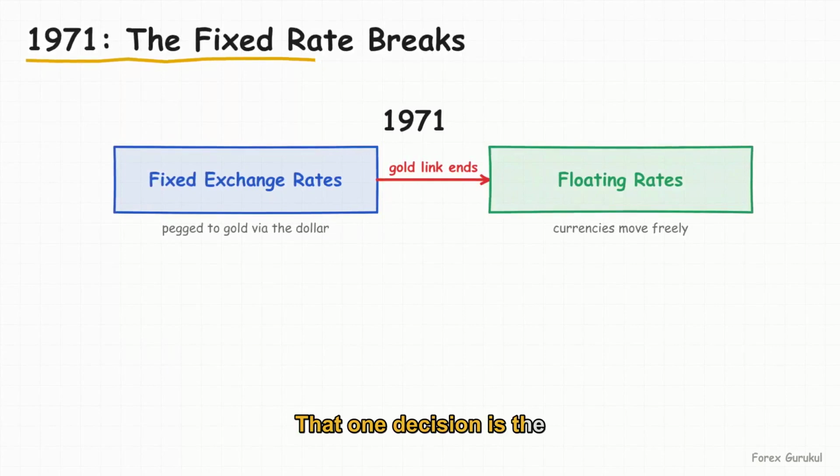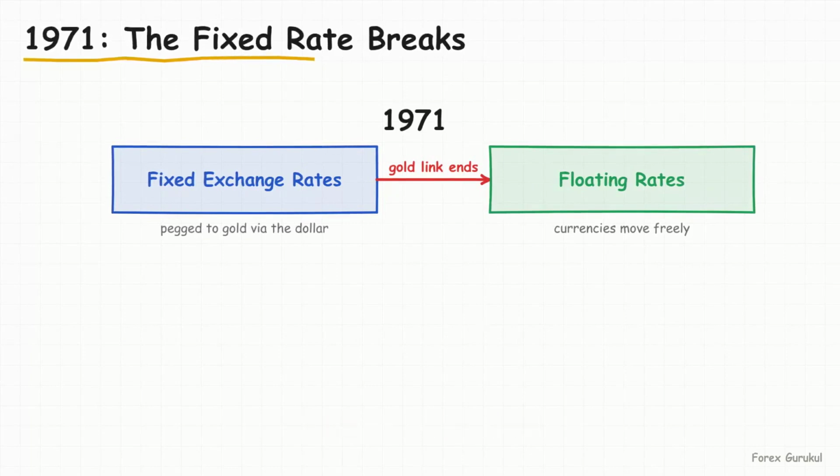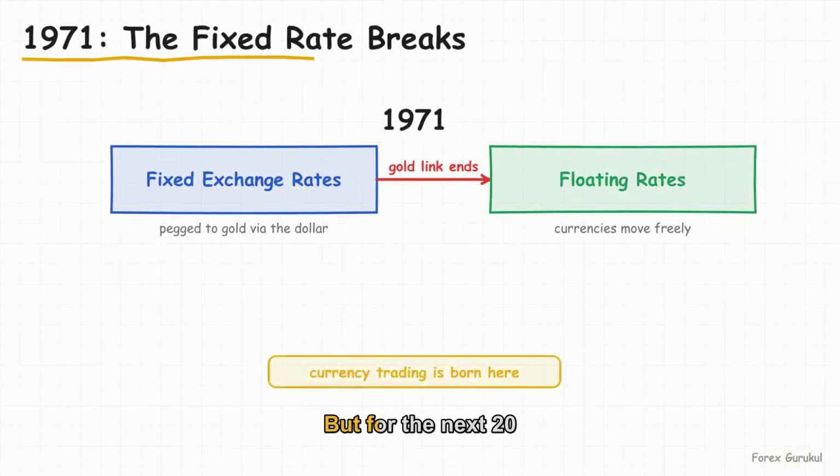That one decision is the actual birth certificate of currency speculation, the moment a price could move enough, day to day, for someone to try to profit from the move itself. But for the next 20 years, almost nobody could actually do that.